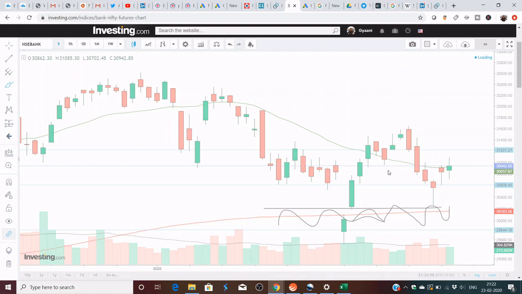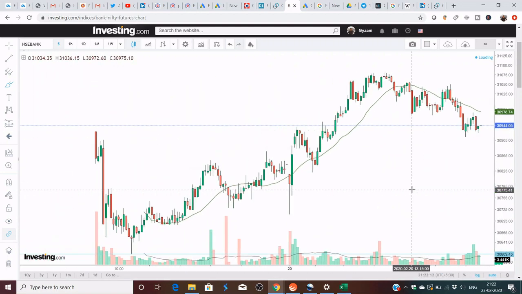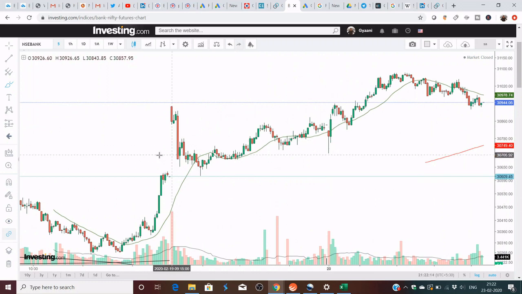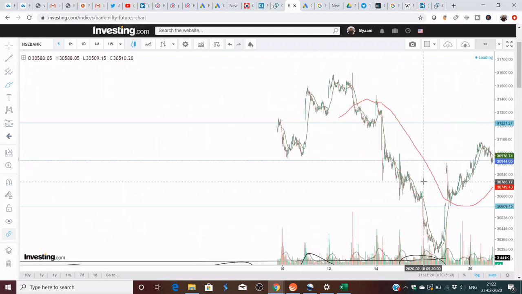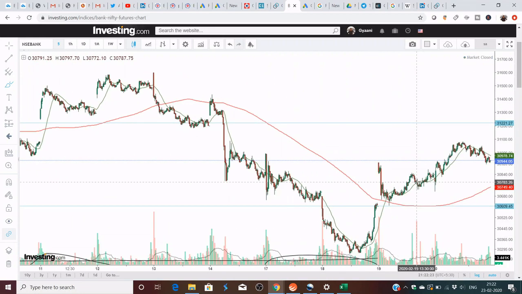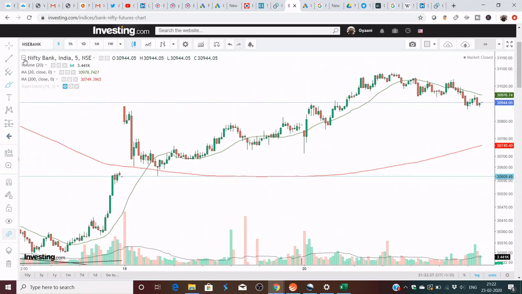Okay, let's go to the 5 minutes time frame and see what it has done on that particular trading day. So now here I would want to add super trend indicator as well, so that it can be a confirmation. Okay, let's add super trend.